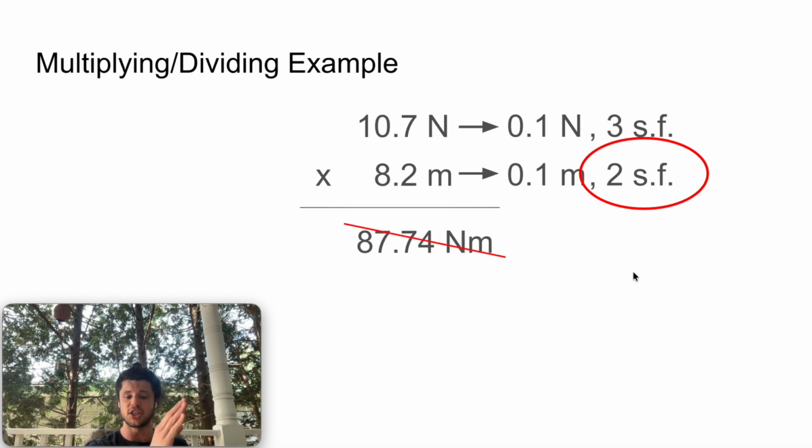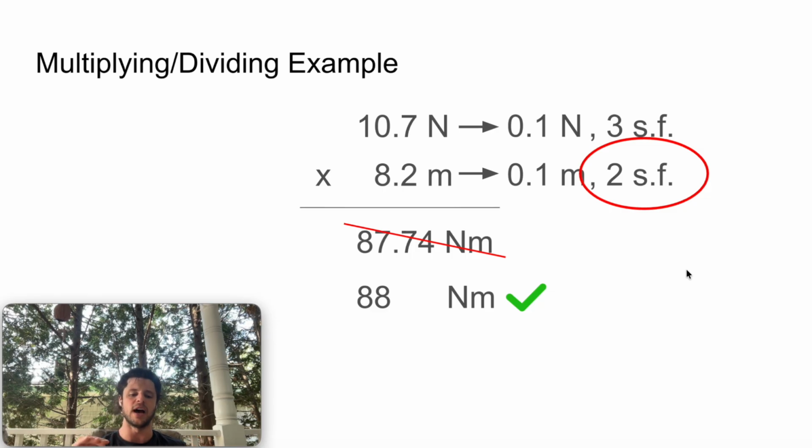So we'll keep the tens place and the ones place, and those are the two significant figures we'll have. We'll round this to the nearest ones place, so 87.74 rounds up to 88 Newton meters. And that should be our final answer here when we attend to our significant figures.